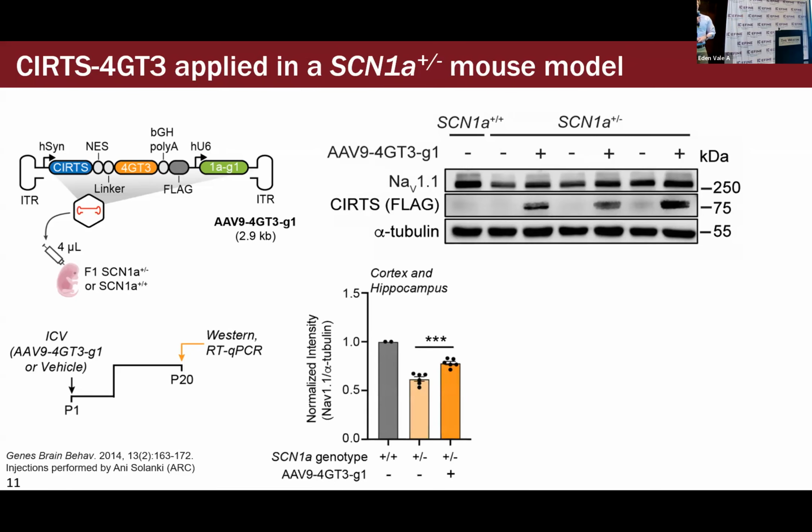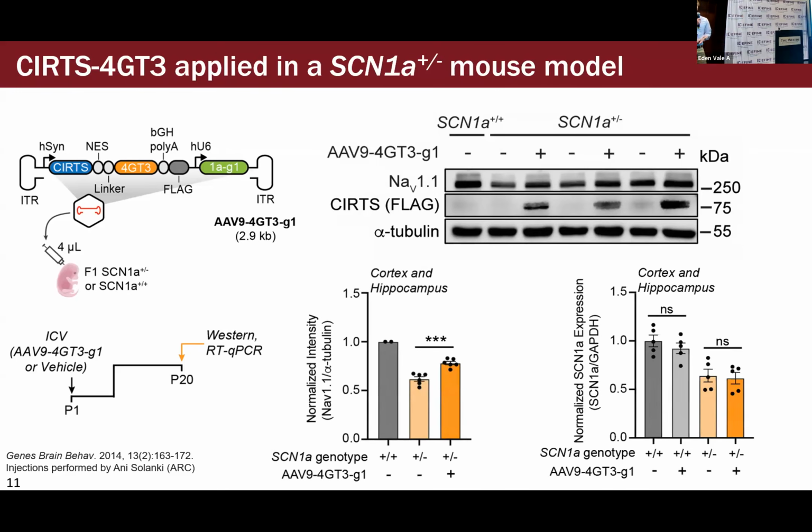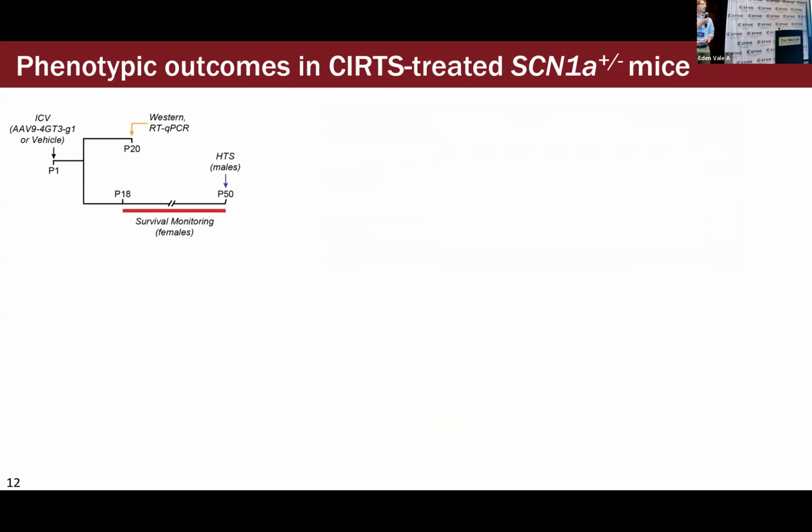And we could see when we normalized that we had about a 30% increase in protein expression in the brain, which obviously is not full rescue, but previous studies in Dravet syndrome mice have shown that even 20% can lead to phenotypic improvements, so we were motivated to continue with the study. We also showed by RT-qPCR that in vivo we're not changing mRNA levels. So, into the phenotypic study.